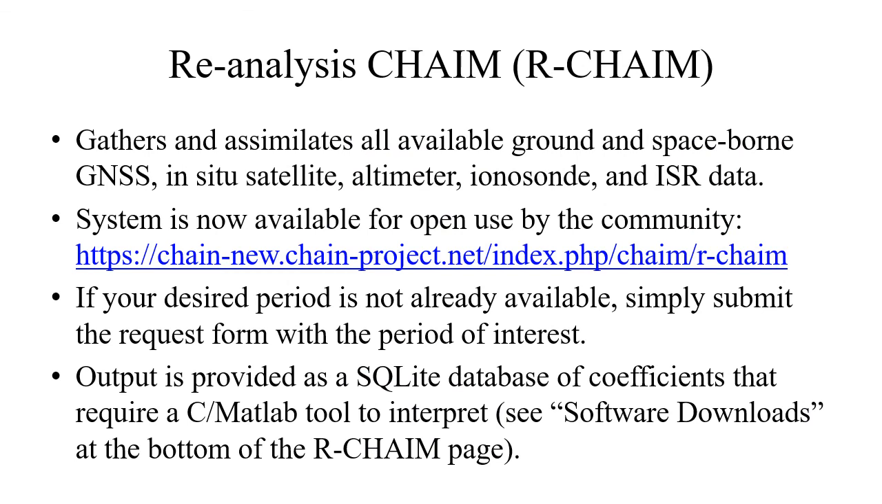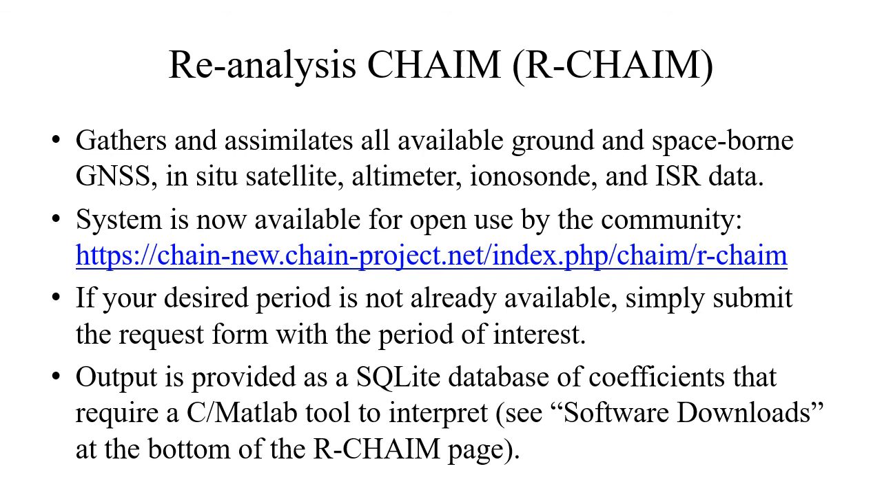We also have the reanalysis Canadian High-Arctic Ionospheric Model, or E-CHAIM, which gathers and assimilates all available ground-based and spaceborne GNSS data. That's Swarm, GOCE, COSMIC, Sentinel, CHAMP, GRACE, everything you could think of. If it was in space, it's in here. All in situ satellite measurements, all altimeter measurements, ionosondes, and incoherent scatter radar are automatically gathered and assimilated into the system. The system is now available for open use by the community.